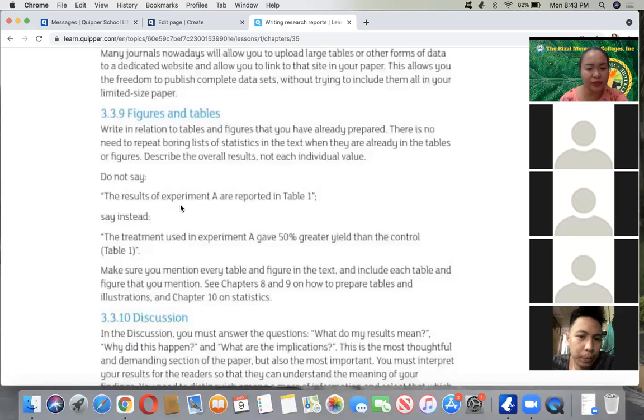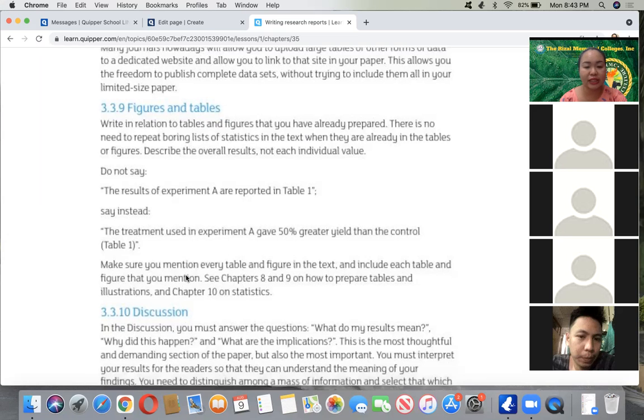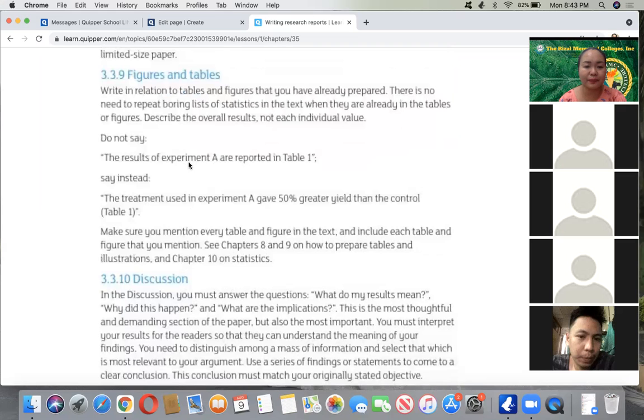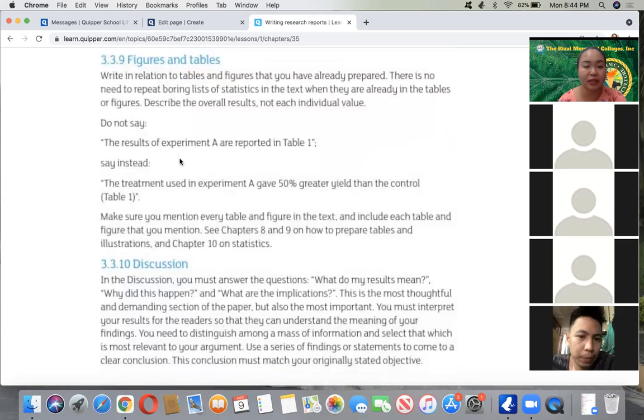And do not say the results of experiment A are reported in table 1. Usually it should be said, treatment using experiment 1 or A gave 50% greater yield than the control. That's an example. Sometimes you say it's presented in table 1, but in this authorship, they don't want you to use that, but to immediately give them the thorough result. And make sure you mention every table and figure in the text.